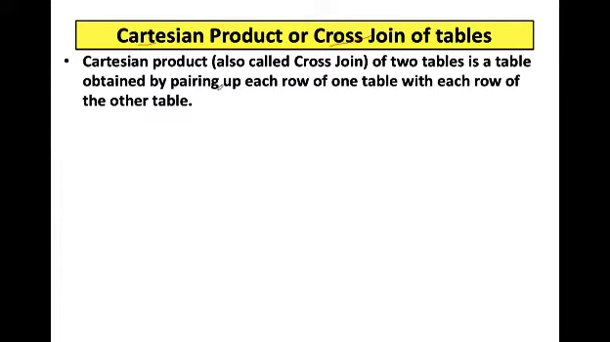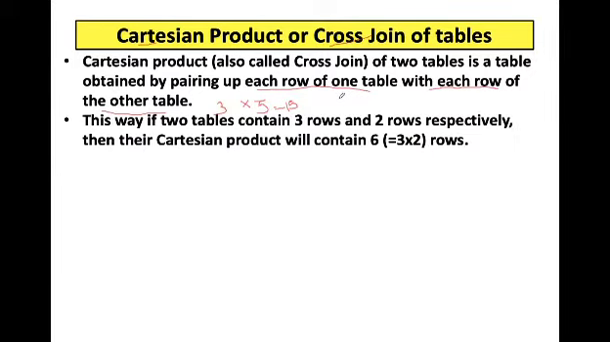In cross join of two tables, each row of one table is matched with each row of the other table. If you have 3 rows in the first table and 5 rows in the second table, the first row is matched with 5, the second is matched with 5, the third is matched with 5. That means 3 into 5, 15. The result of cross join or Cartesian product of two tables with 3 and 5 rows will be 15.